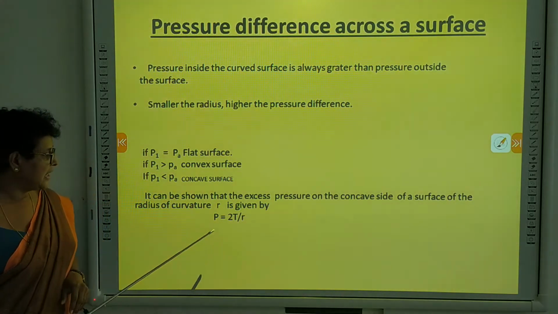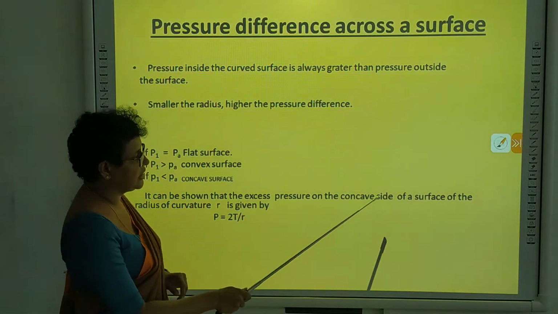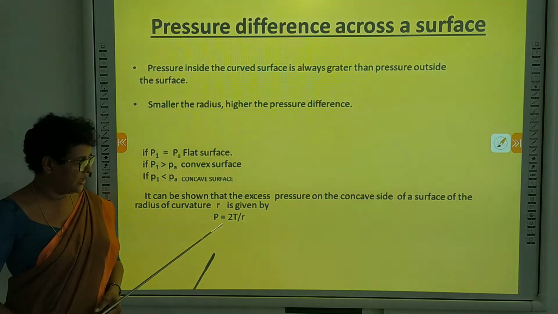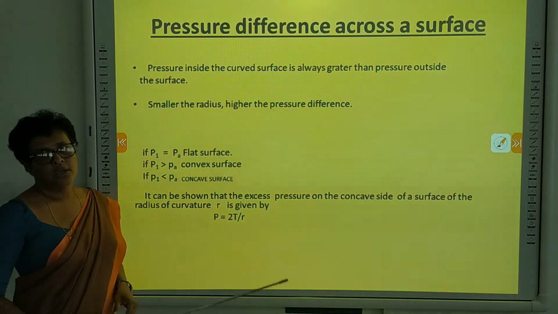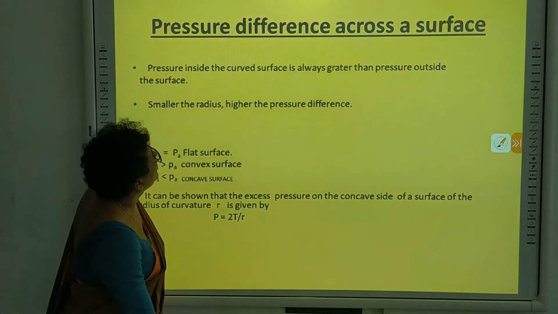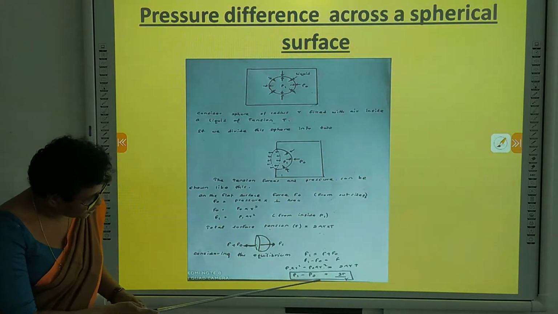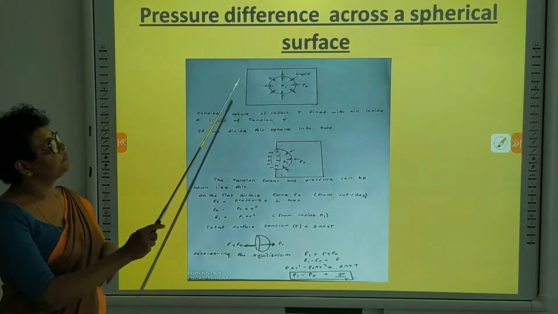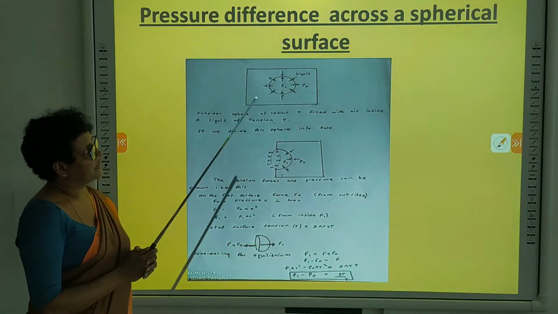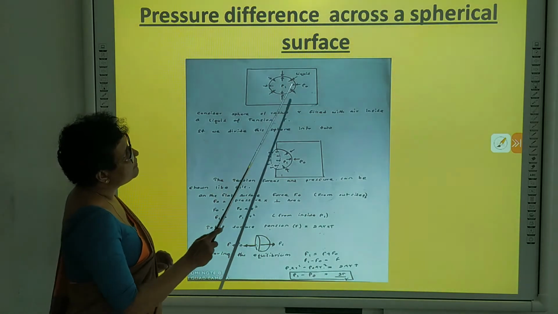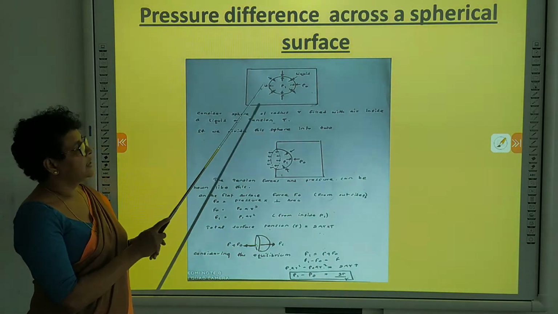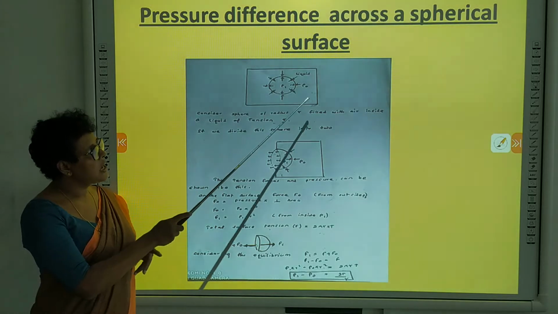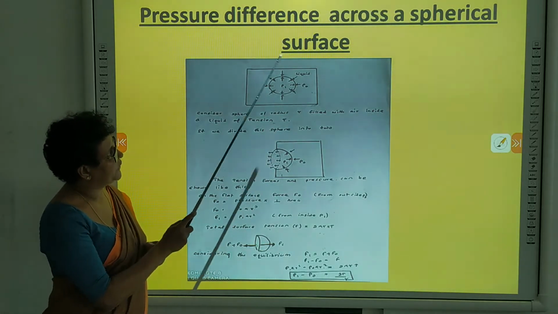Now, we can derive this equation. It can be shown that the excess pressure on the concave side of the surface of the radius of curvature R is given by P equals 2T divided by R, right? Now, look here. We are going to prove this equation. Pressure difference equals 2T over R. Now, consider this water beaker, right? Here you have a bubble, air bubble inside this liquid. The radius of this bubble is simply R. Inside this bubble you have pressure P1. Outside here you have P0, right?